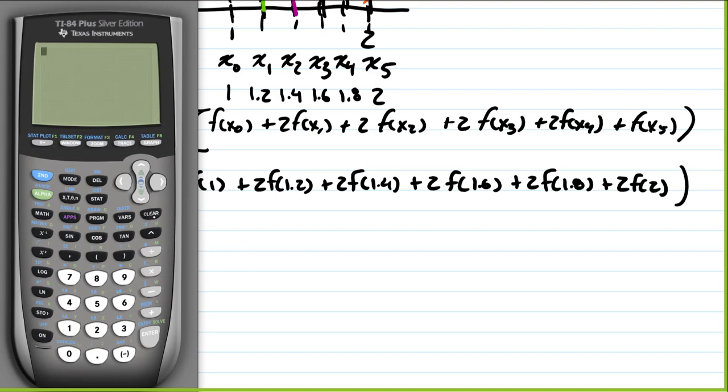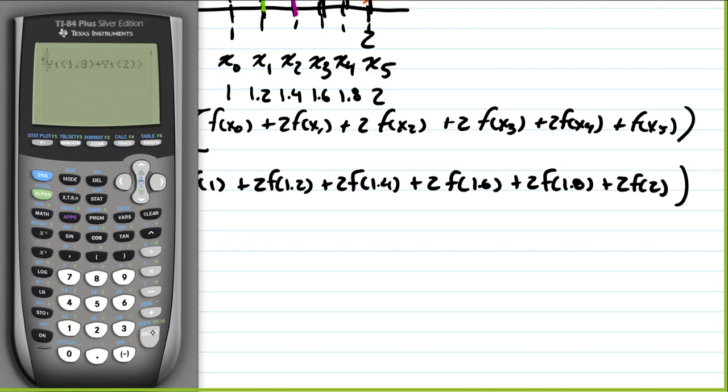Oh, I hit enter too soon. So plus 2 times alpha trace y1 of 1.2 plus 2 times alpha trace y1 of 1.4 plus 2 times alpha trace y1 of 1.6 plus 2 times alpha trace y1 of 1.8, plus finally, just alpha trace no 2 this time, y of 2.